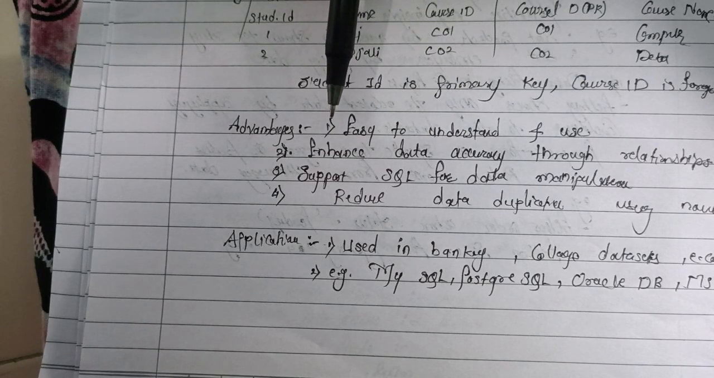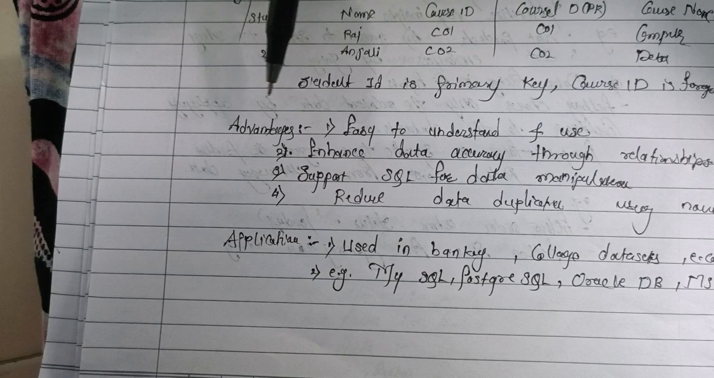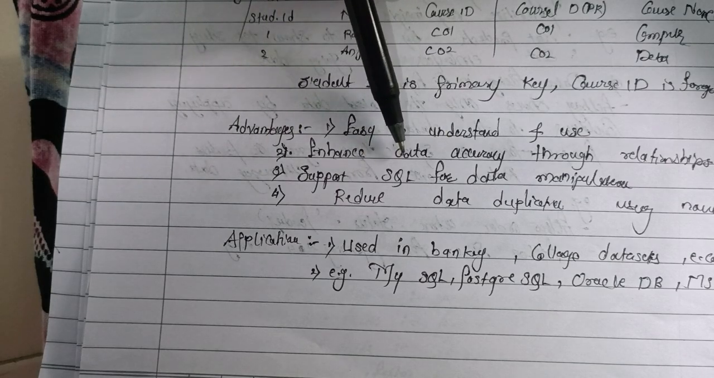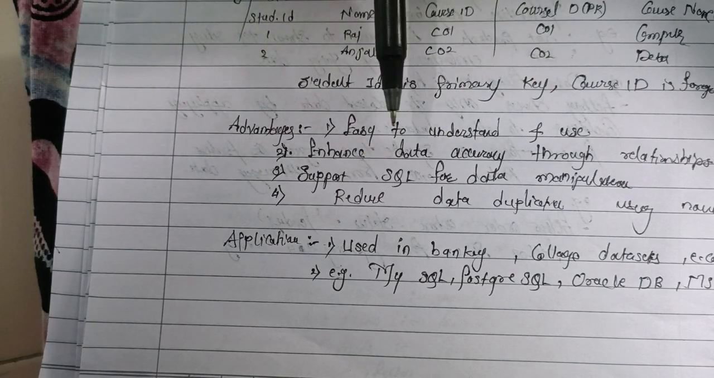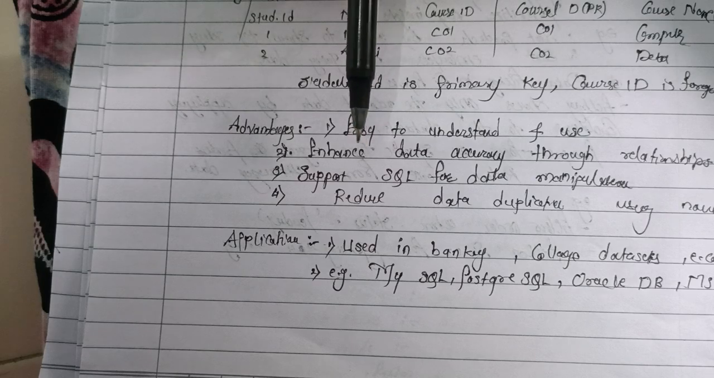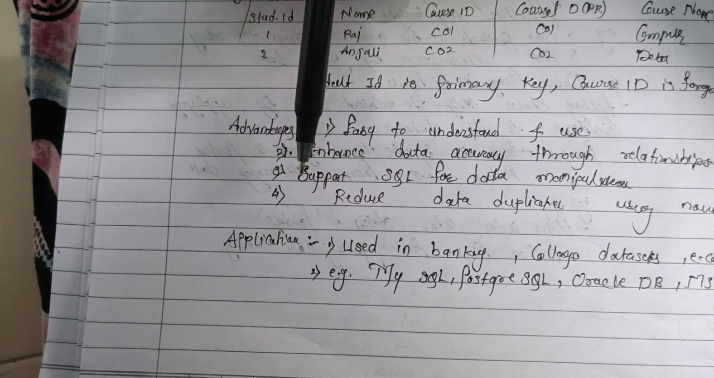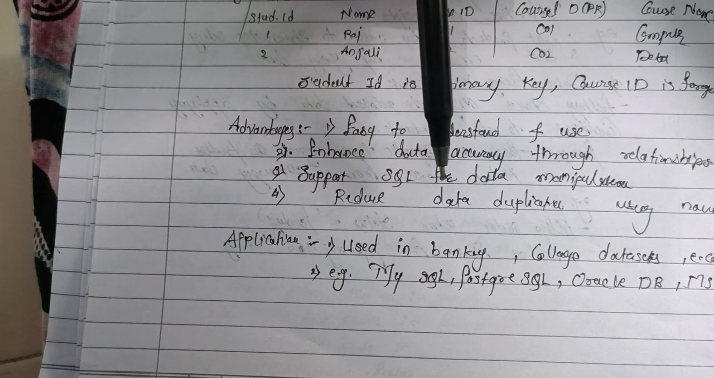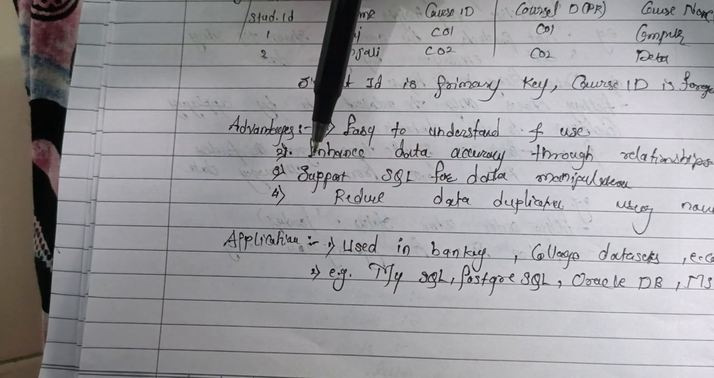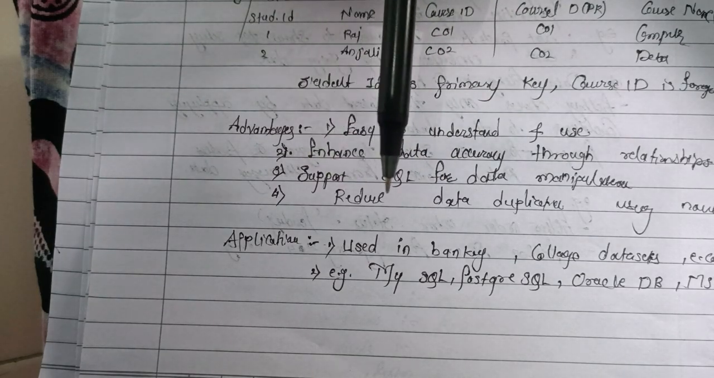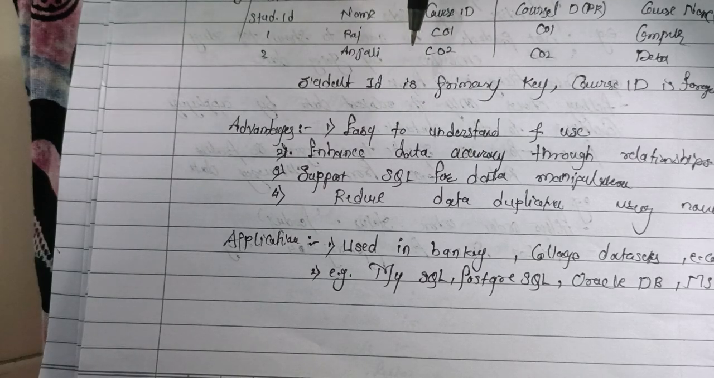The third one is that it supports SQL for data manipulation. I told you earlier that if you know SQL, you can relate to this very easily. The fourth one is that it reduces data duplication using normalization. We don't need any duplicate data, so to reduce duplication, we use normalization.